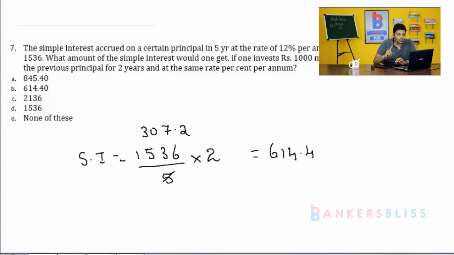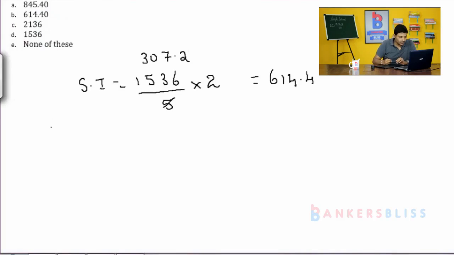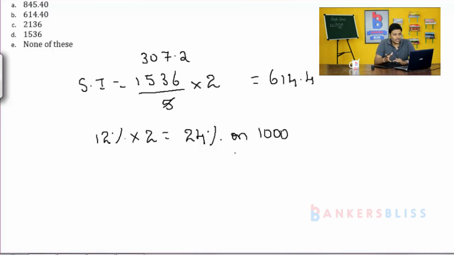So 1000 rupees, 12% for 2 years. So on 1000 you have to calculate 12% for 2 years, that is nothing but 24%. Directly you calculate 24% on rupees 1000, that is the extra principal amount. So 24% on 1000, on 100 it is 24, on 1000 it will be 240. So the extra amount is 240 and the old interest amount is 614.4.